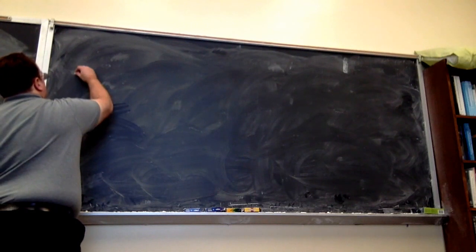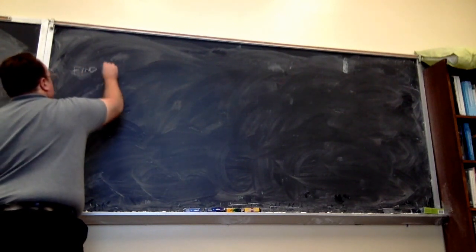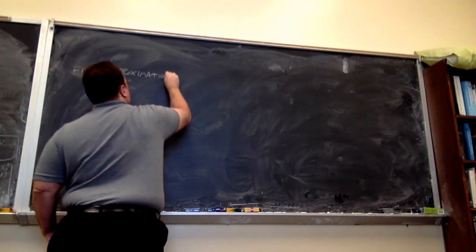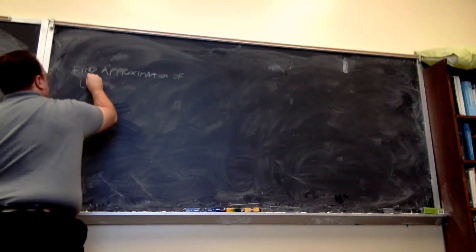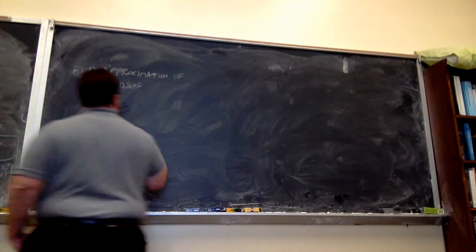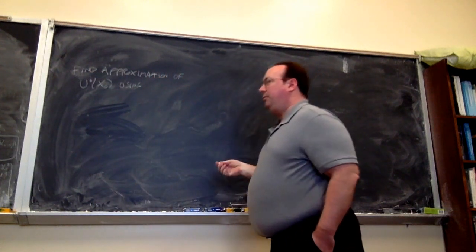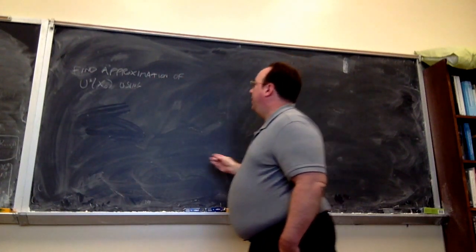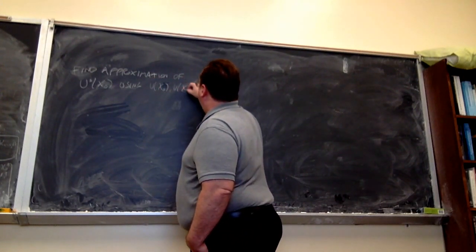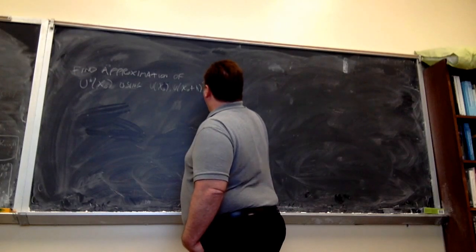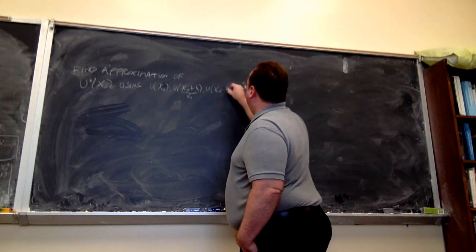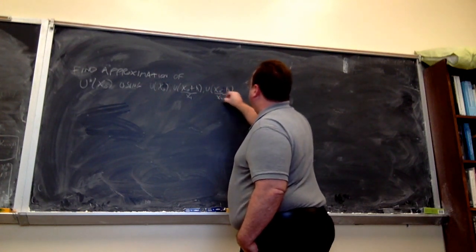So the goal is to find an approximation of u double prime at x naught, and I'm going to prescribe up front which points you're going to use to get the approximation. So u of x naught, u of x naught plus h, which you can think of as x1, and u of x naught minus h, which would be x2.